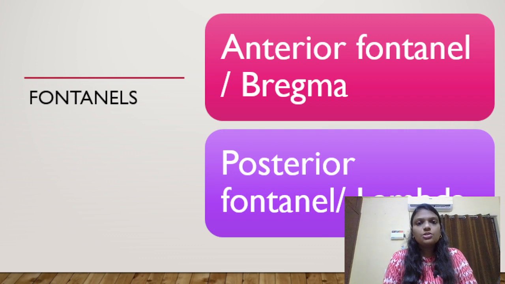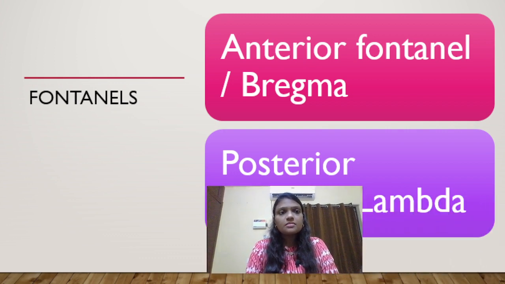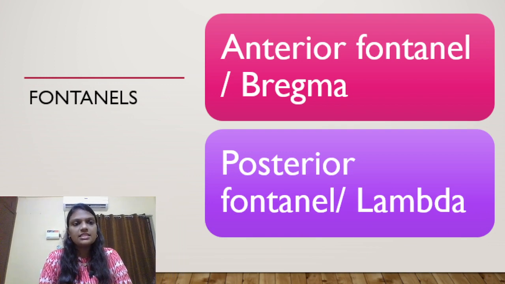Next, we are going to see about the fontanelles of the fetal skull. Usually there are 6 fontanelles in the fetal skull, but clinically significant fontanelles are only 2, which are the anterior fontanelle and the posterior fontanelle. Anterior fontanelle is also known as bregma, whereas the posterior fontanelle is known as the lambda.